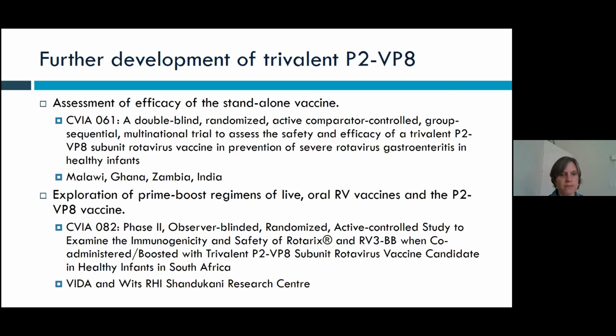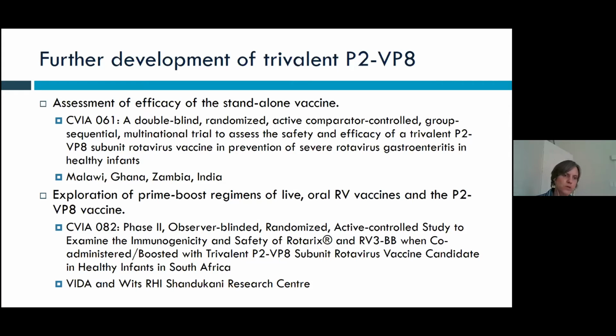Okay, so they'll be randomized either to receive 3 doses of the parenteral vaccine or the normal EPI, which is 2 doses of Rotarix. And then they would be followed up to have a look at who develops rotavirus diarrhea and who doesn't. And this study has been conducted in Malawi, Ghana, Zambia, and India. And unfortunately it was put on hold because of the COVID pandemic. I think they have started re-enrolling. And so that would really be able to show whether it's a non-inferiority study. So they're comparing the new vaccine to a licensed standard of care.